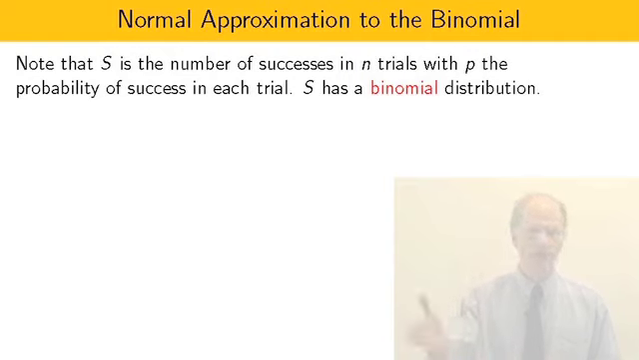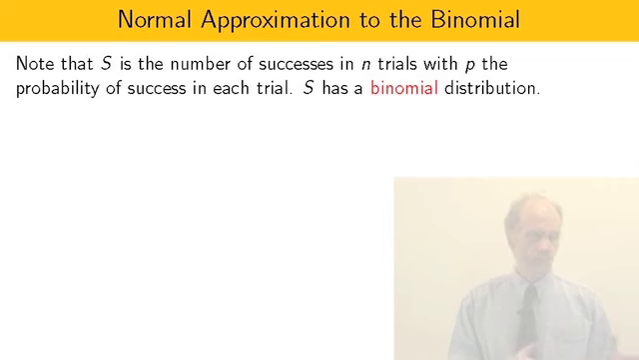Then, of course, we can see how that relates back to the binomial. S we can recognize as the number of successes in n trials. We have these Bernoulli trials, each trial has a success or fail, 0 or 1 possible outcome, and S just adds up or counts how many successes there are. Every time we have a success, it's a 1, so by adding up the x's we're essentially counting how many successes in n trials, and the probability of success in each trial is p, and so we would say S has a binomial distribution.